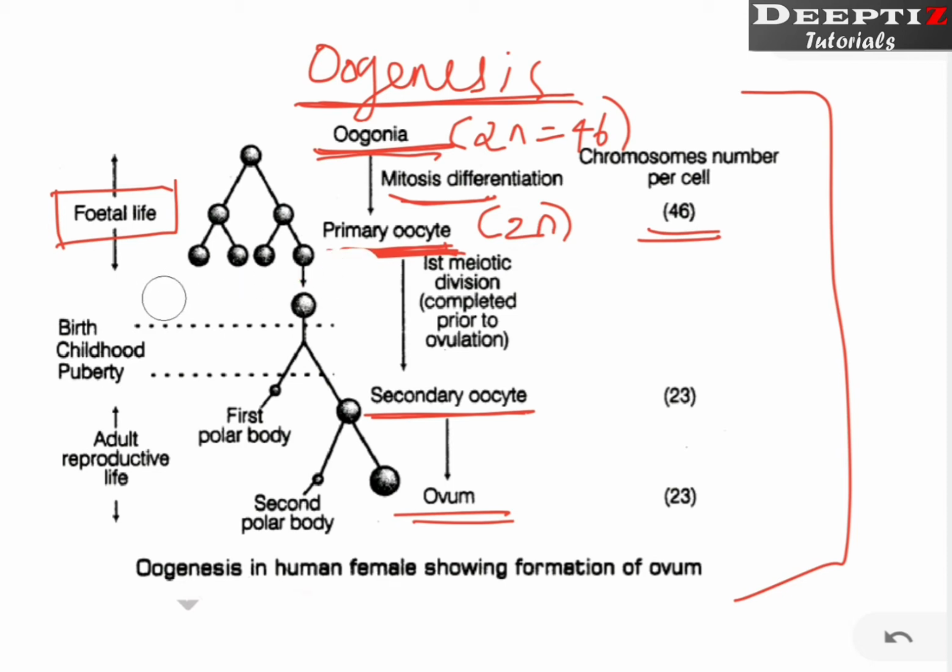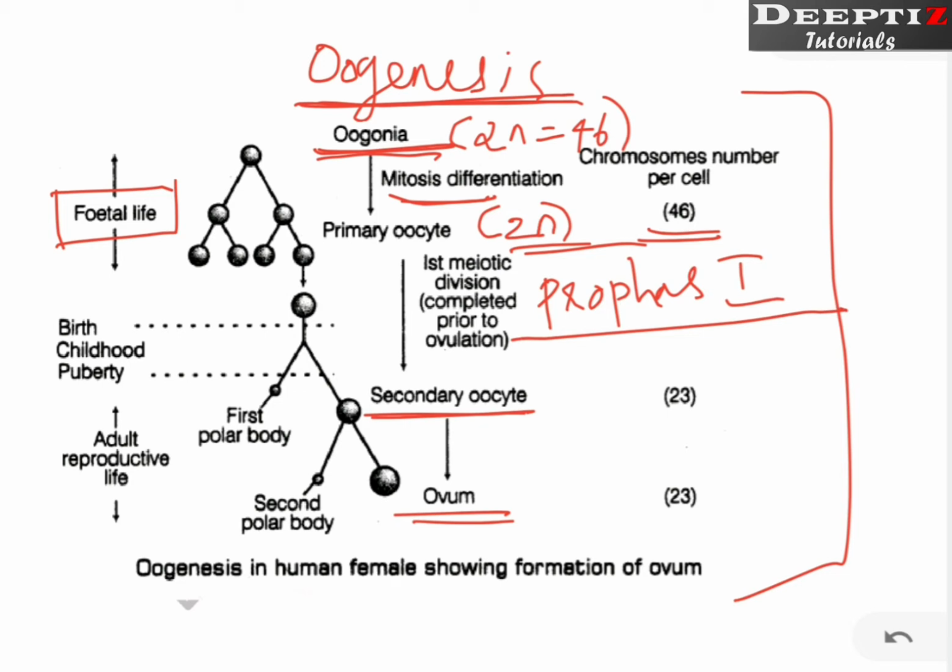After primary oocyte formation, which we know is diploid in structure, the first meiotic division starts, but at prophase 1 it gets arrested. Prophase 1, we know, is the beginning of the division. When it is arrested, there is no further development. The primary oocyte started meiotic division, but it is not completed. So this fetus is going to be delivered.